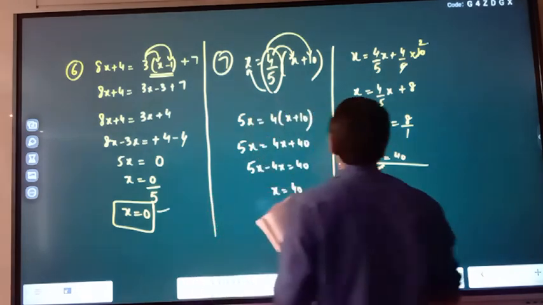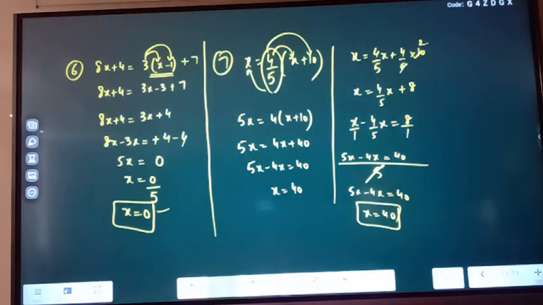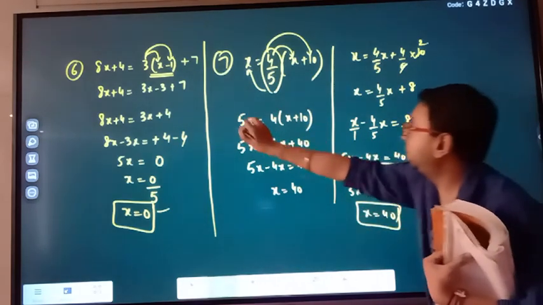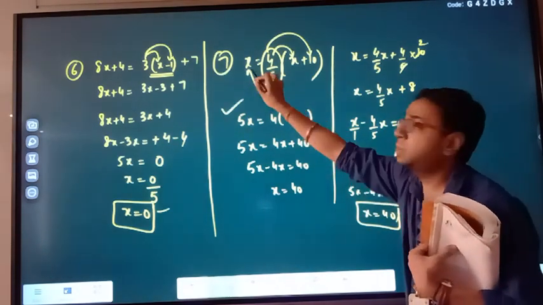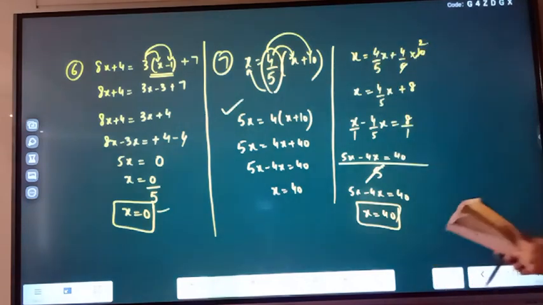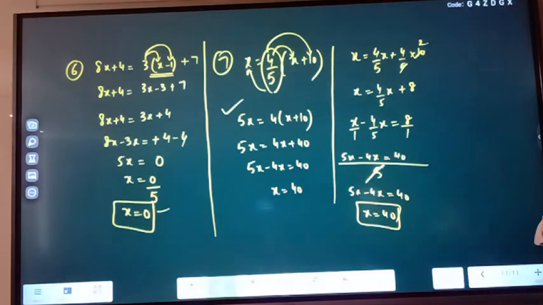So I have given you both the methods. Whichever method you want to apply, you can go for it. This is better: just take it, divide, then multiply, and then you can distribute. Clear? Similarly, can we do the other questions?